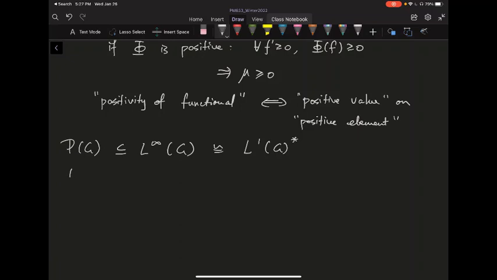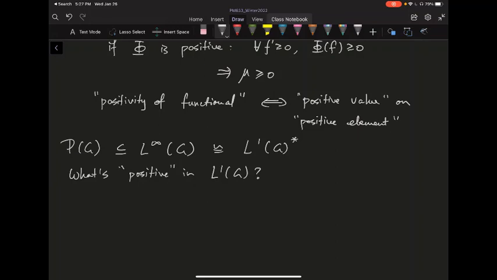So in other words, what is "positive" in L1 of G? Let's just use quotation marks because this is highly non-rigorous. The idea is what kind of thing is positive in the L1 of G. Well, this is a very difficult question. You may be tempted to say that positivity means your function is positive almost everywhere.